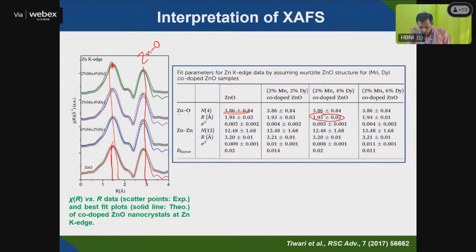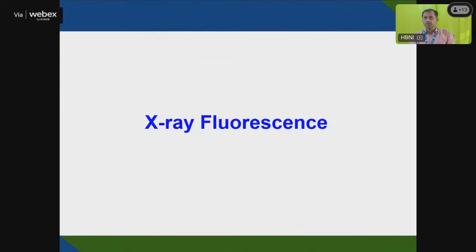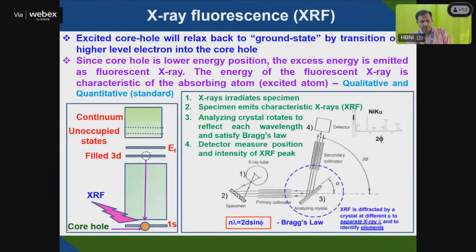Like absorption, there is another technique; I'll just take 2-3 minutes for this X-ray fluorescence technique. It's similar to X-ray absorption, but during absorption you are studying that once it goes to the excited state and goes back to the ground state, there is some emission. That emission is in the form of fluorescence. You will see that emission energy, the emission property, in X-ray fluorescence spectroscopy.